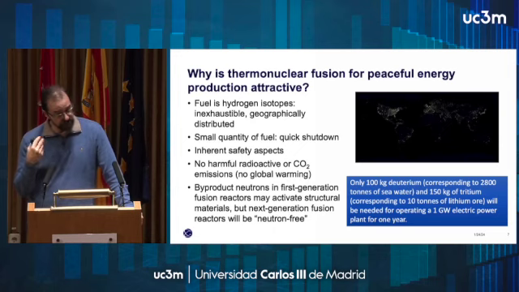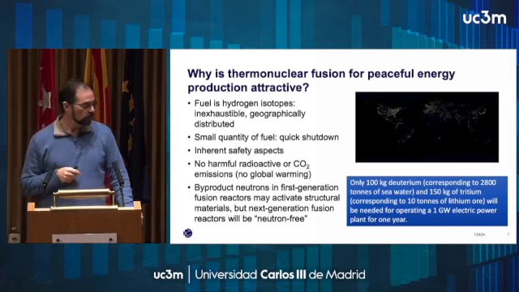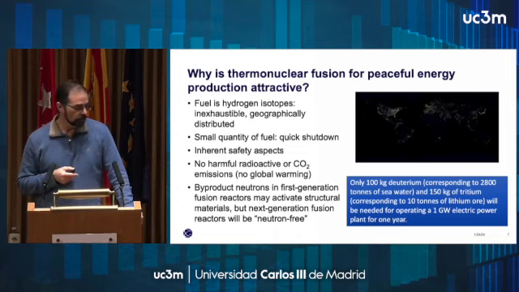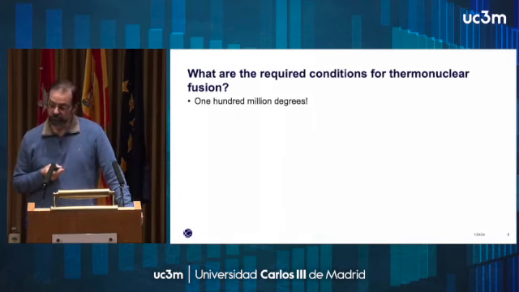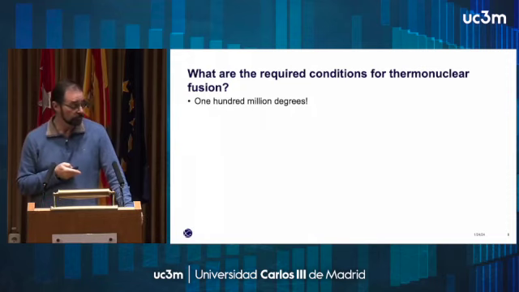And even the first generation fusion reactors will activate structural materials because there will be neutrons, but the hope is that the next generation fusion reactors will be neutron free. And this is just a Wikipedia piece of information: 100 kilograms of deuterium and 150 kilograms of tritium is enough to operate a 1 gigawatt electric power plant for 1 year. So what is required to fuse matter, and hydrogen isotopes in particular?